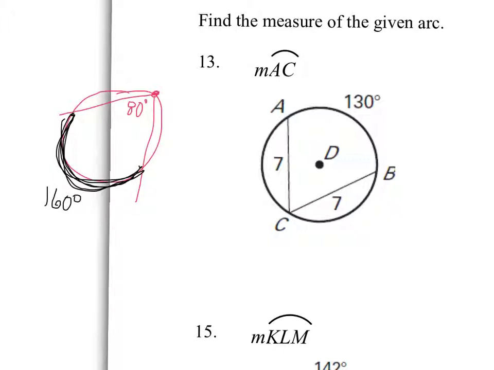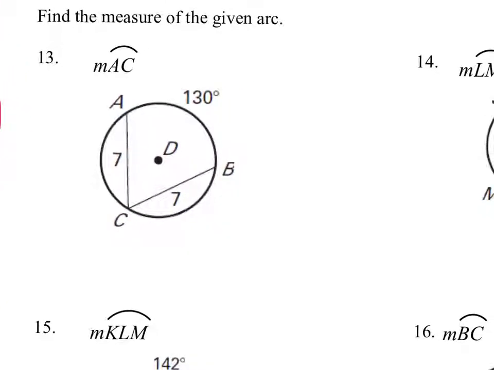It also works the other way around. If you have a circle and you have an inscribed angle, and I tell you that this arc has a measure of 50 degrees, well then you can cut it in half and figure out that this angle here must be 25 degrees. Okay, I'm going to go on to number 13 now.